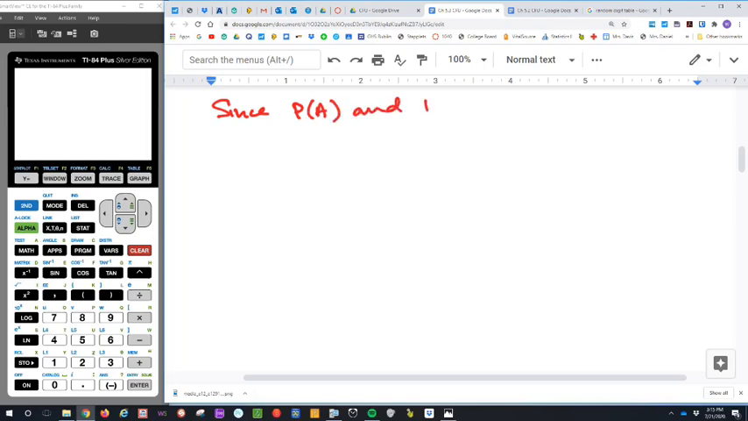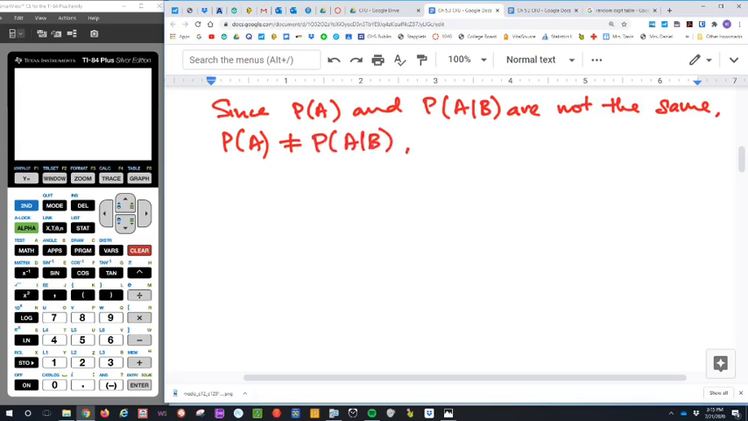So since we have two probabilities, the probability of event A, which is selecting a student that is male, and the probability of A given B, which is the probability of selecting a student that is male given that this particular student likes Skittles, those two probabilities are not the same. The probability of A is not equal to the probability of A given B. Now we can conclude that event A and B are not independent.